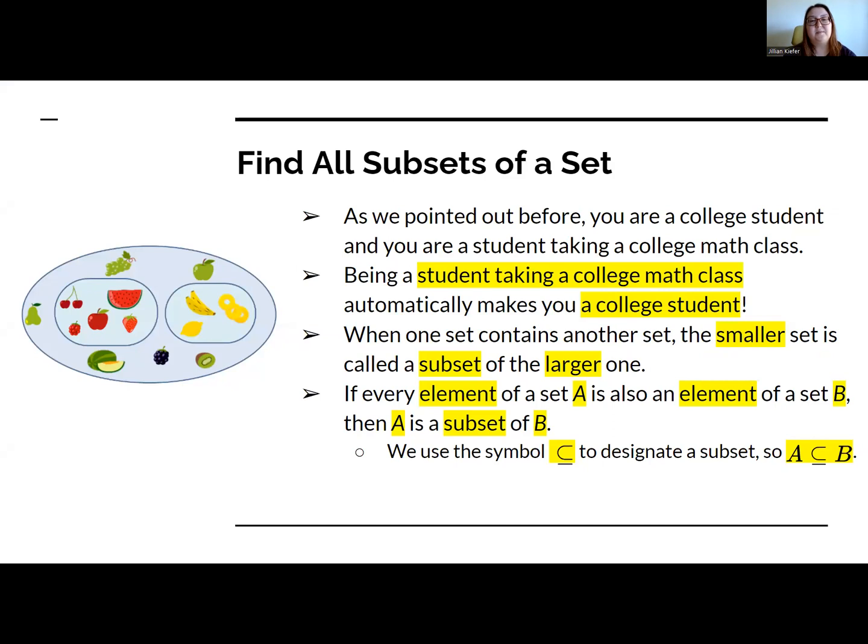All right, moving on. We can find all subsets of a set. So the complement was what is not in a specific set. This will be sets within sets. So finding the subset of a set.